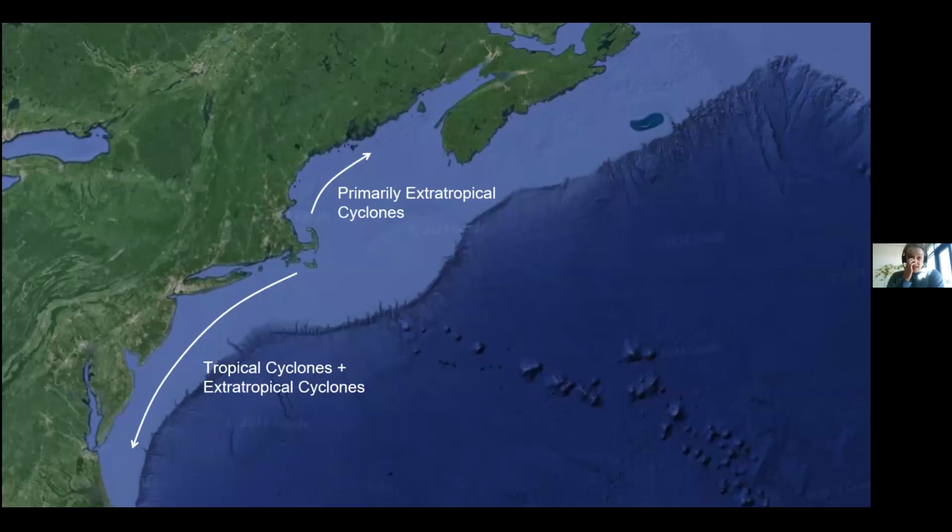Another key feature of coastal water levels here that's different from the rest of the eastern US is that our flooding is primarily driven by extratropical cyclones, whereas if you go south of Cape Cod, most extreme floods are driven by tropicals and then more routine flooding by extratropicals. And this is a key thing to how we think about flood risk in this region. And later on, I'll explain why.